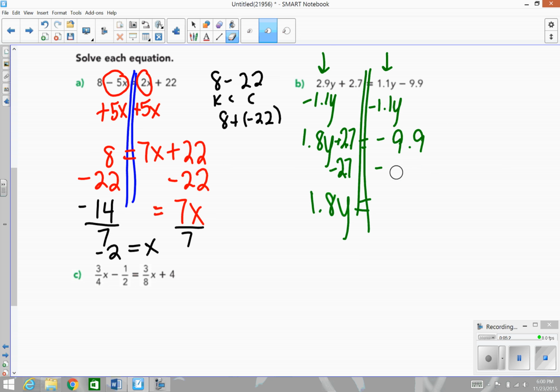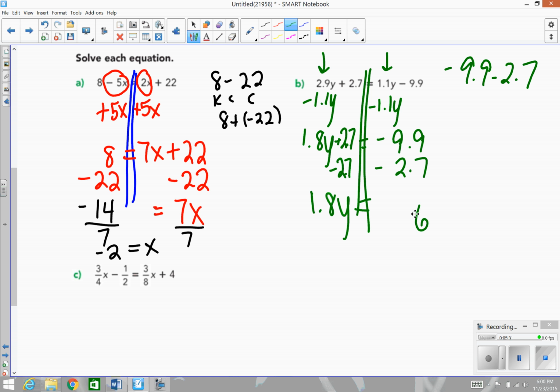Okay, you can look at this as two negatives, so that we're going to be adding because it's the same sign, sum, or you can do negative 9.9 minus 2.7 off to the side and work it that way too. Okay, 9 plus 7 is 16, 9 plus 2 plus 1 is 12, bring the decimal down, keep the negative.